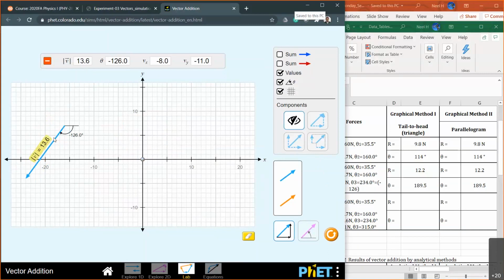Now let's draw the tail to head method. Tail to head method is starting with the first vector always. The first vector is starting from the origin. Angle should be 35.5, magnitude should be 8.6. That's the first vector.